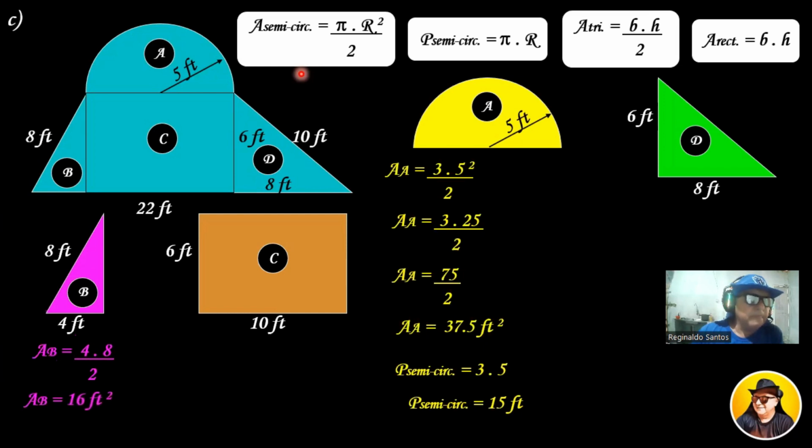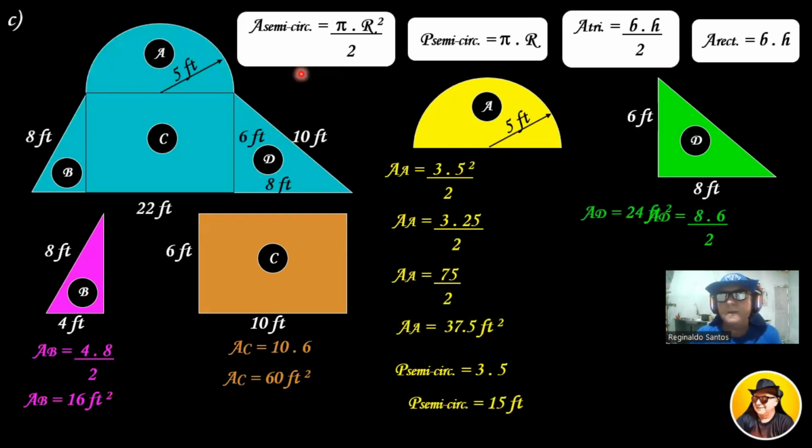It's going to be 16 feet squared. The area of figure C, which is a rectangle, is 10 times 6. That is going to be 60 feet squared. And finally, the area of the triangle, 8 times 6 divided by 2, is going to be 24 feet squared.